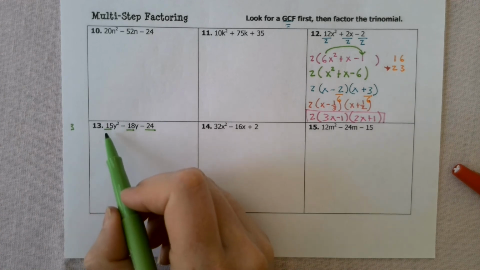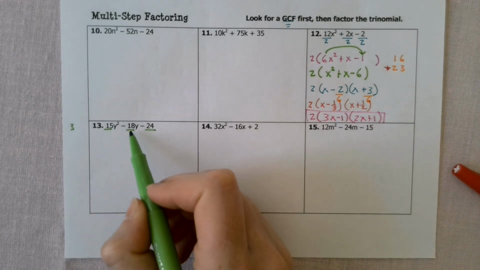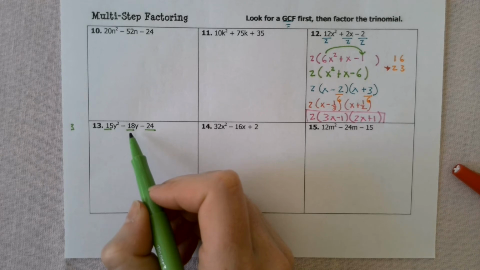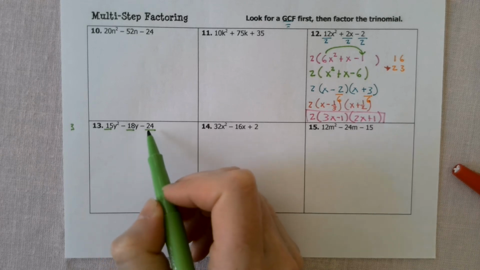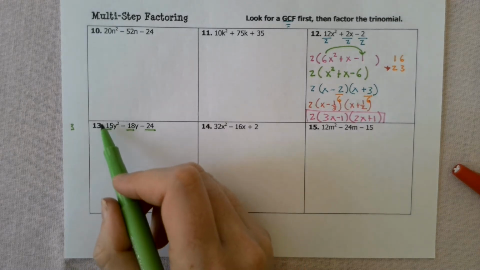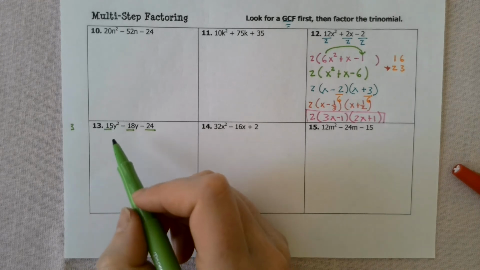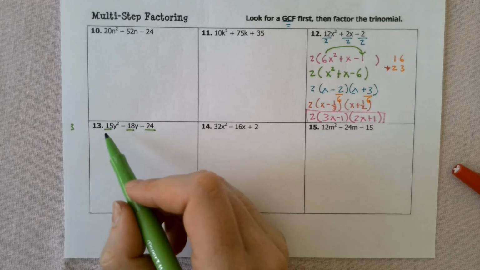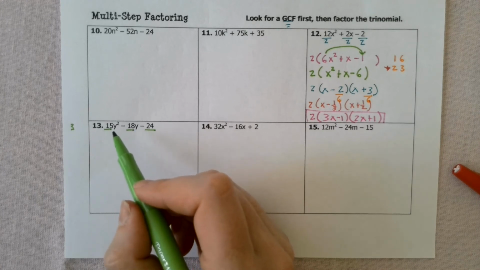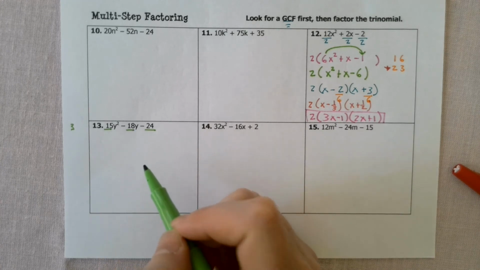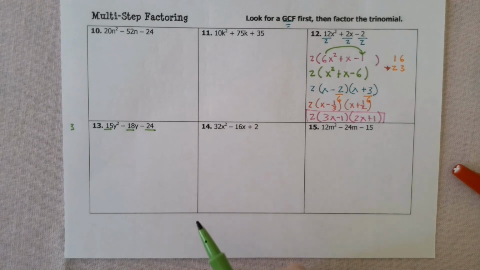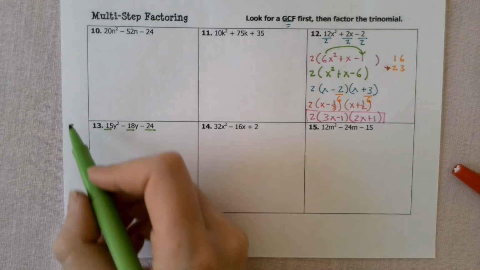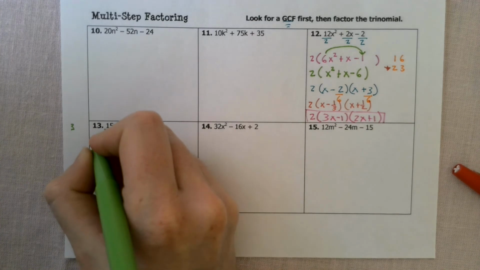Okay, 4 doesn't work because 15 and 18 don't divide by 4. 5 won't work because these two numbers don't divide by 5. 6 won't work because 15 doesn't go into 6. 7 doesn't go into any of these. 8 doesn't go into these two. 9 doesn't go into these two. And once you get to 10, you can stop. Okay? Alrighty. So 3 is going to be our greatest common factor.